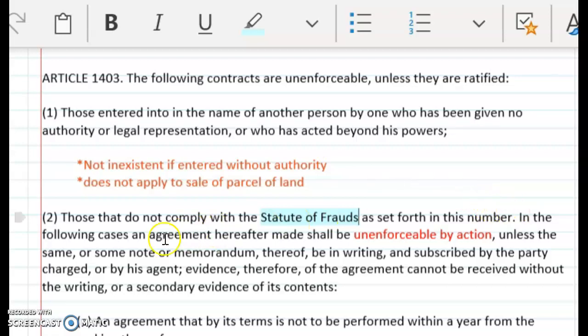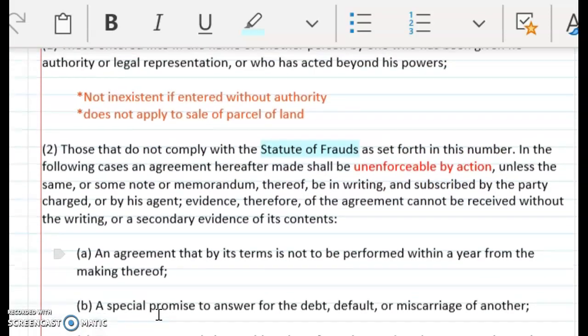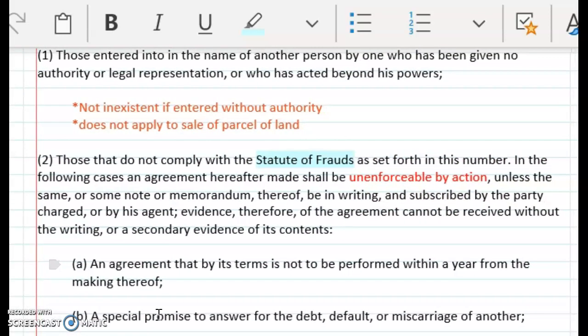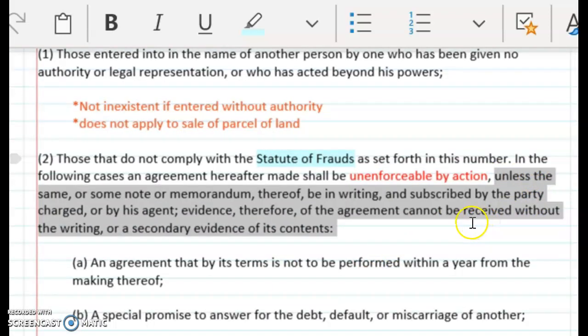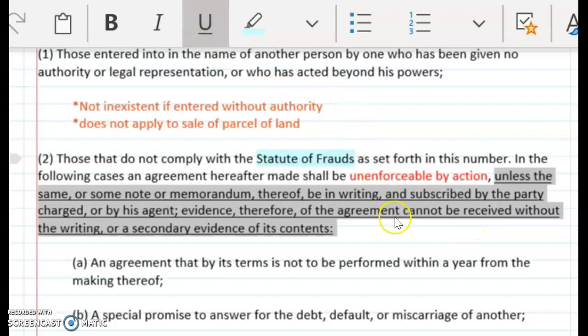So here, in the following cases, an agreement hereafter made shall be unenforceable by action. So, those from letter A to letter F are unenforceable by action. But it says here, unless the same or some note or memorandum thereof be in writing, and subscribed by the party charged or by his agent. Evidence, therefore, of the agreement cannot be received without the writing or a secondary evidence of its contents.